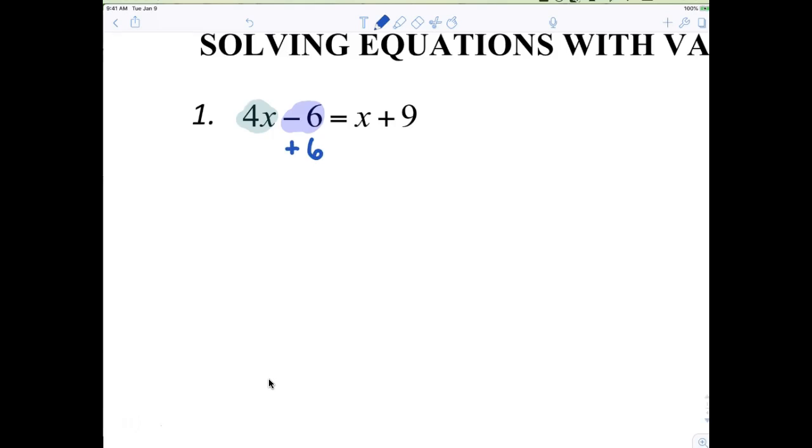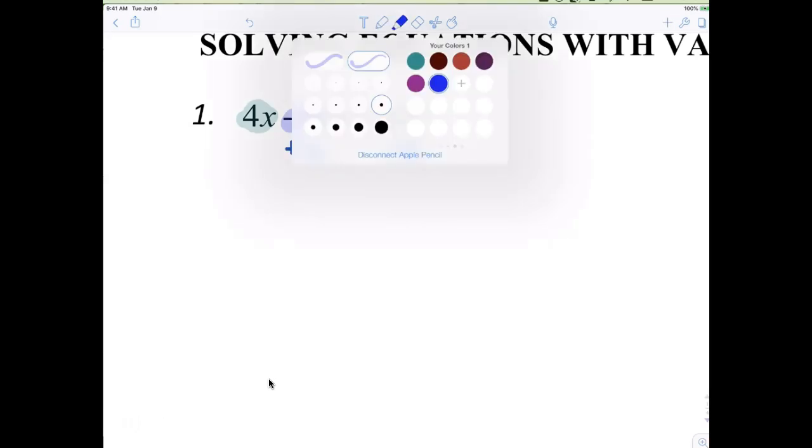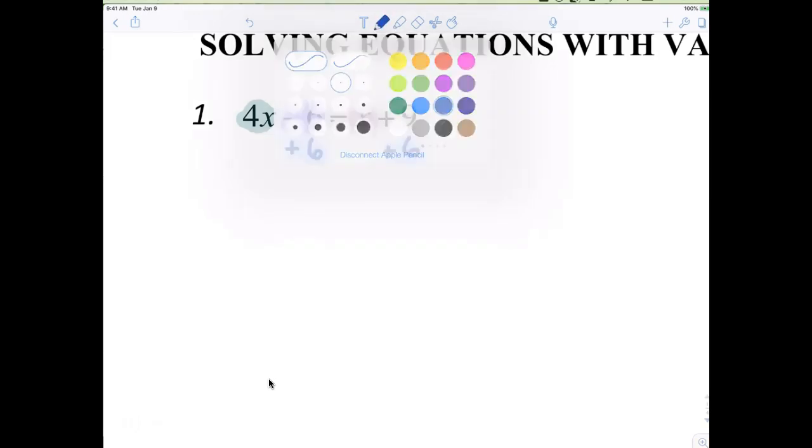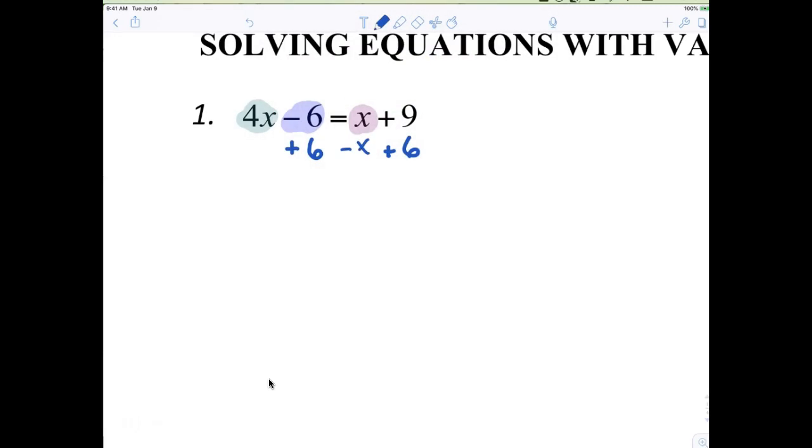So I'm going to put a +6. Now, why do I put a +6 under the +9? Because you're putting numbers with numbers and variables with variables. Is everybody agreeing? So now I'm going to ask you to look at the x. Is that on the right side? No, I need to move it. So if I move it, I have to make it a what? I have to make it a -x. That is correct. -x and -x.